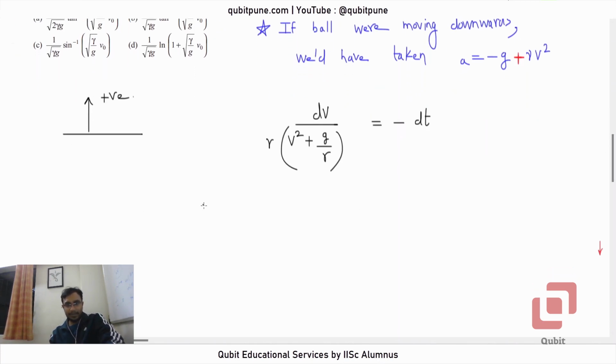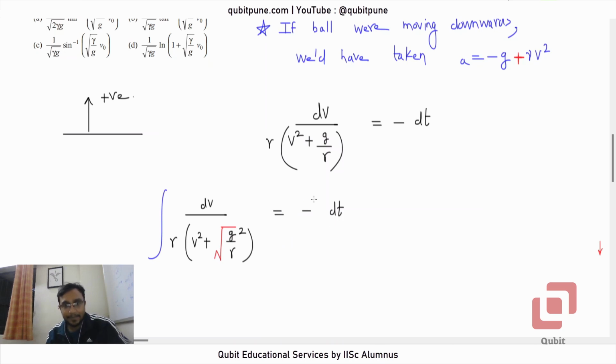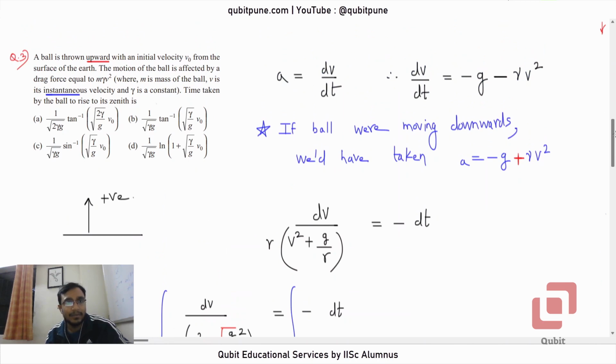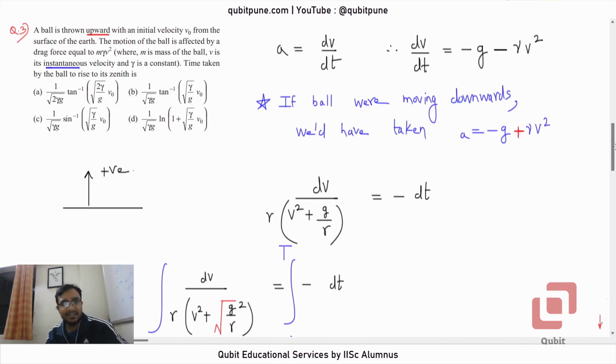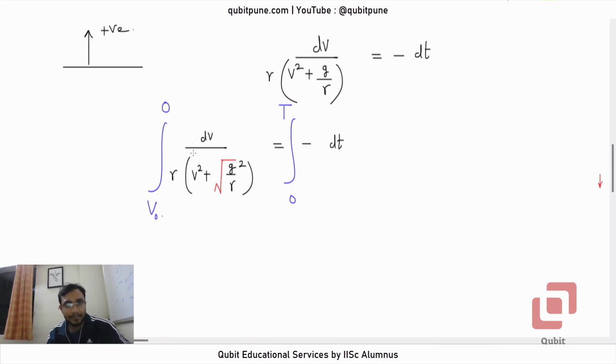And if you want it to be in a more familiar form, let me write it as root g by gamma square, equal to negative dt. Now comes the time of limits. When t was 0, the ball was moving with velocity v0. We want to find the time, let us call it capital T now, when the ball reaches its zenith. That means this will be 0.